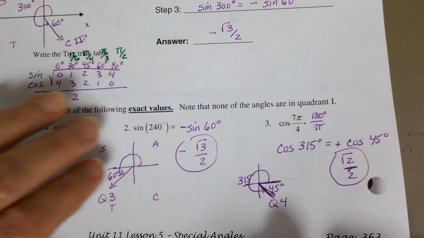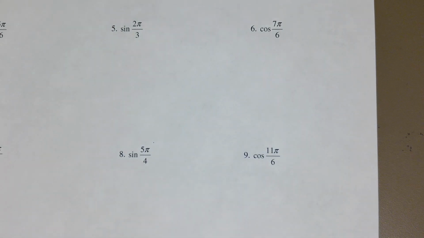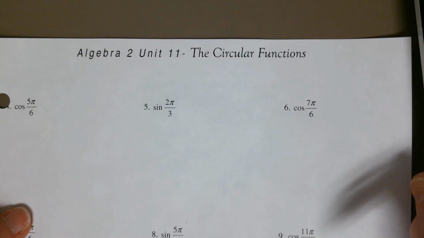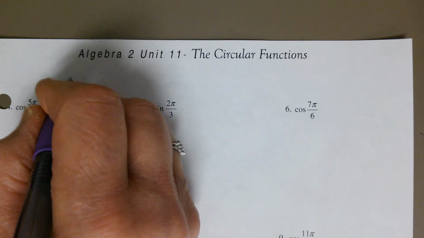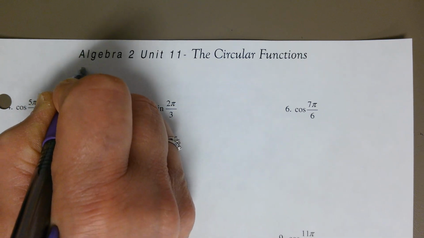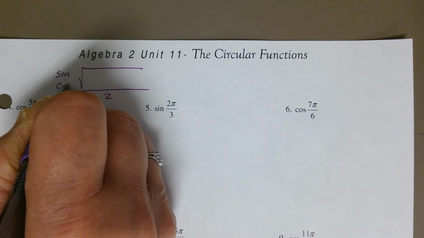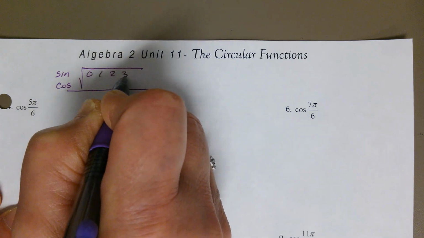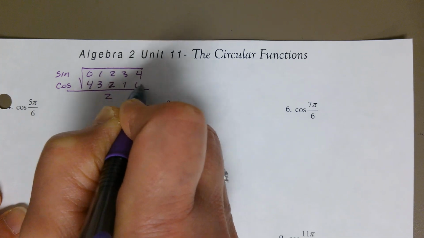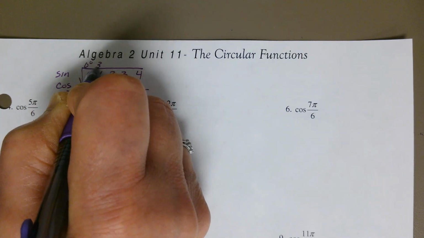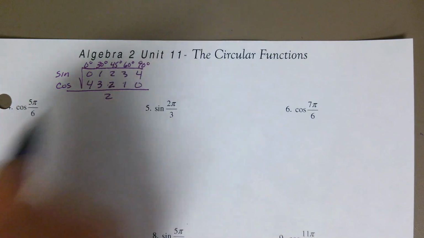And some more practice on page 364. Continuing with some more radian measures. All right. So the first thing we want to do here is let's write down our trig table. Square root of sine over cosine 0, 1, 2, 3, 4, 4, 4, 3, 2, 1, 0. 0 degrees, 30, 45, 60, 90.